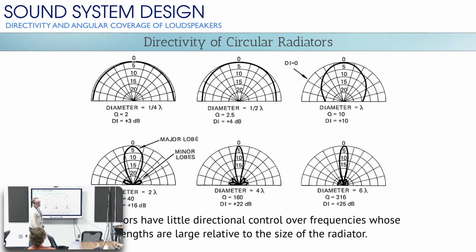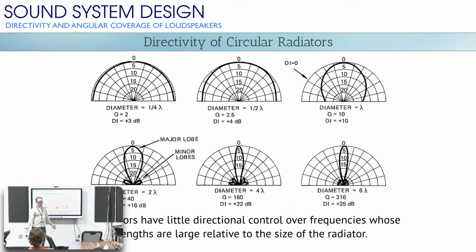Looks like it's about 8 inches diameter, that low driver. So what frequency has a wavelength of 8 inches? Well, 1 kilohertz is 1 foot, right? 2 kilohertz would be 6 inches, so it's probably around 1,500 hertz or so. So it's just physically not possible for that loudspeaker to be directional over anything lower than 1,500 hertz. It's not possible. Physics does not allow it.